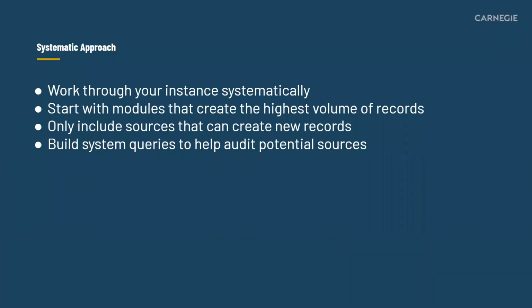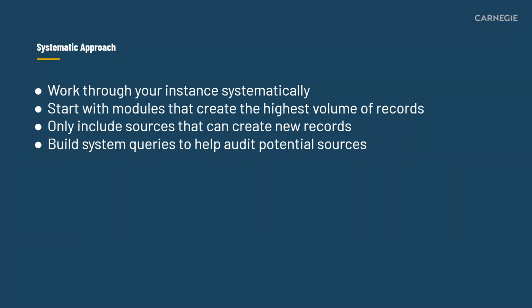So again, the systematic approach, work through your instance systematically. You have your first origin group and you defined your categories, and you want to go through and identify all the ways that student records are created, connecting each one to an origin source.